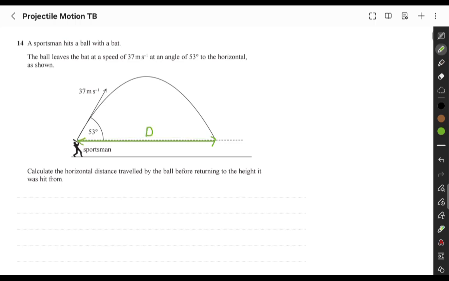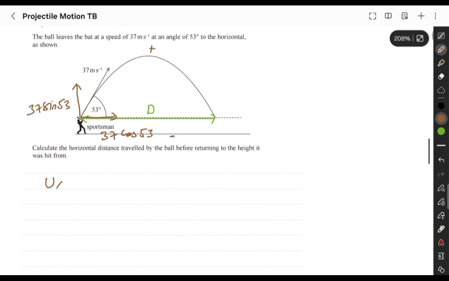d right over here. Okay, so first thing I want to do is make components of our initial velocity. This is going to be 37 cos 53. This is going to be 37 sine 53. And the next thing I'm going to do is say up is positive and down is negative. Okay, so ux and uy. So ux is going to be 37 cos 53 and uy is going to be 37 sine 53, and both of them are going to be positive.